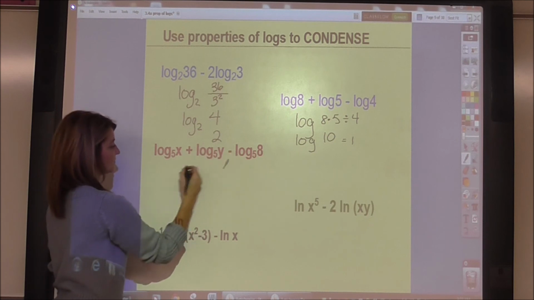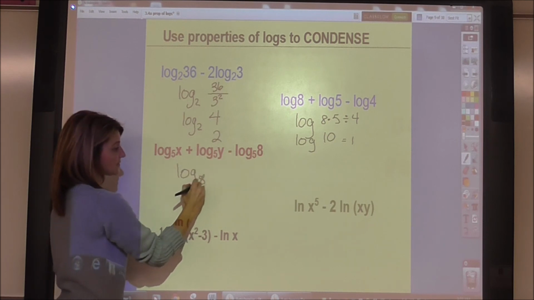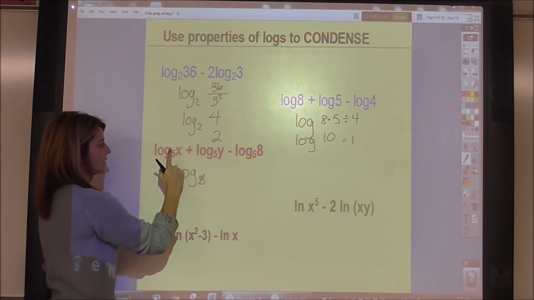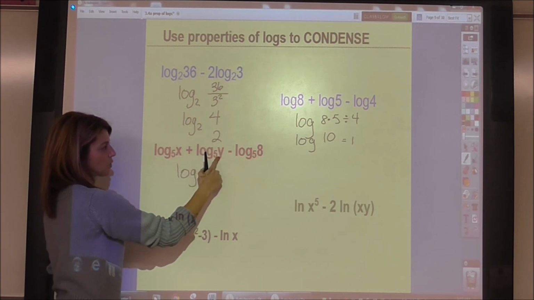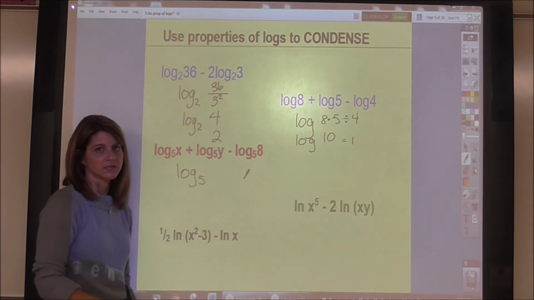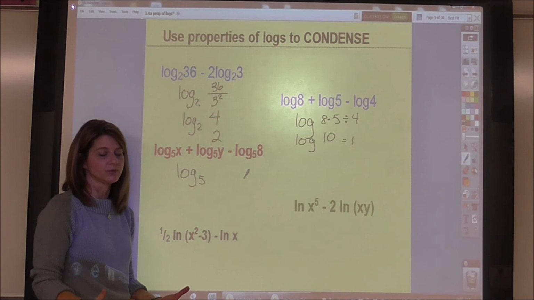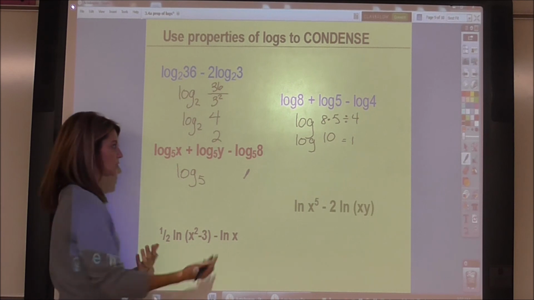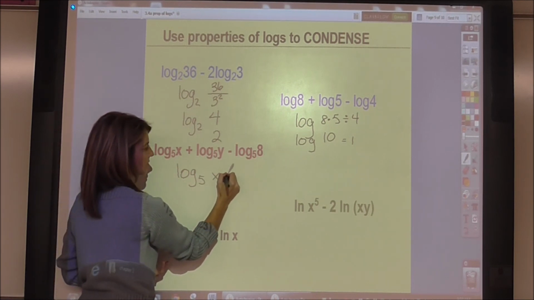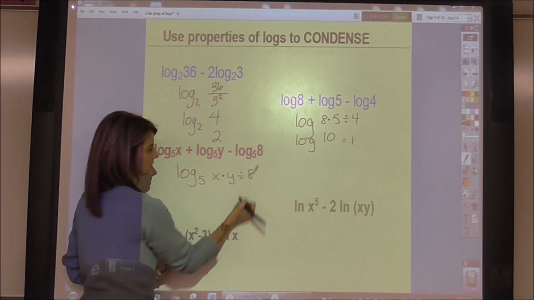I see log base 5, so make sure you have log base 5 in your answer. I see an x times a y divided by an 8. And again, there's no parentheses on here. There really should be. I highly recommend you to have them on there. But when in doubt, they always go left to right. So it goes x times y divided by 8.